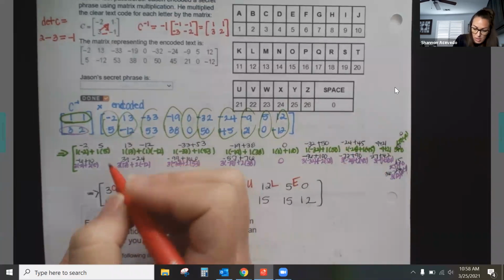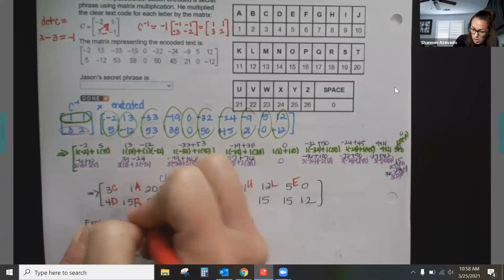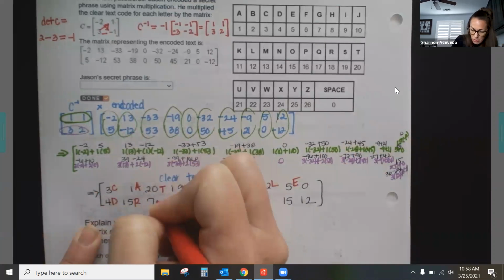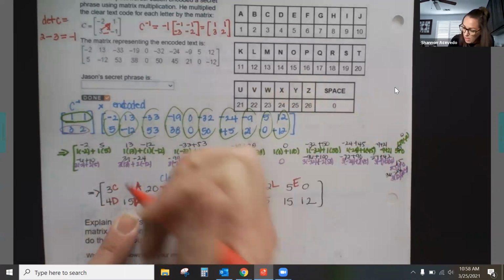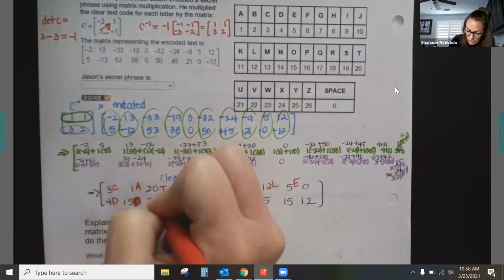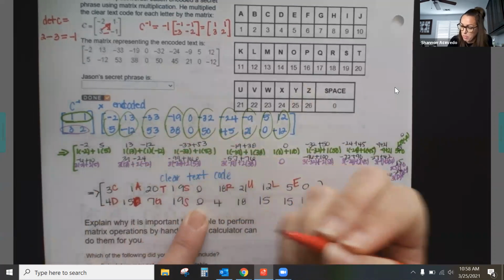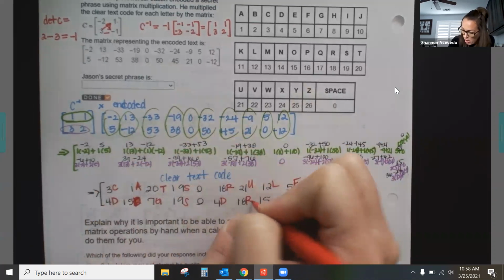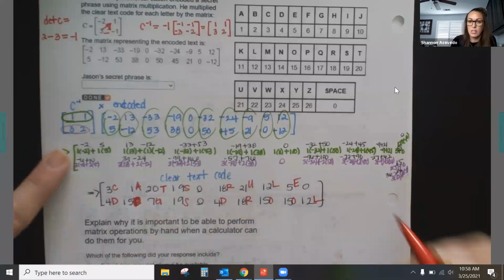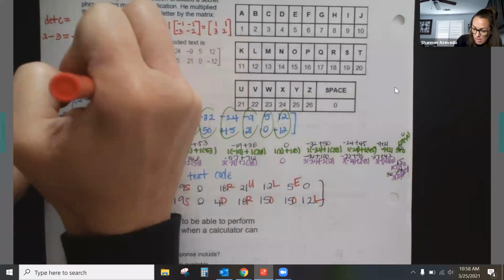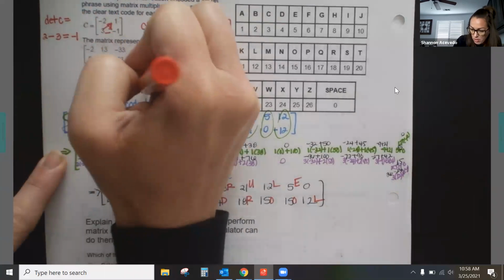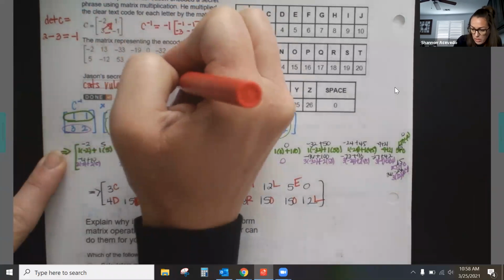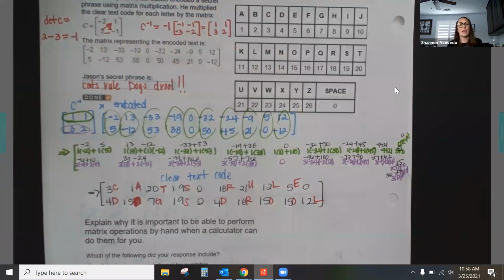My next one is D, R, oh, sorry, D, U. Oh, actually, where's 15? Let me look at D, O, 7 is a G, S, space, D, R, O, O, L. So the secret phrase was cats rule, dogs drool. Totally disagree with that statement, but that's what it is.